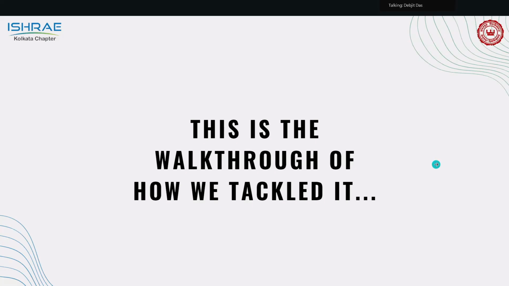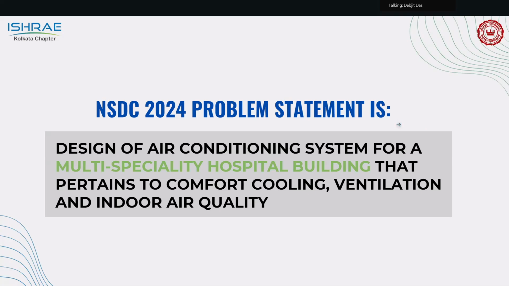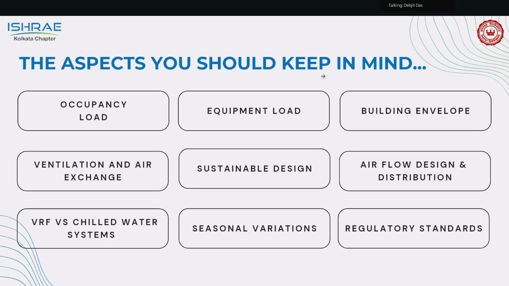Now, going to this year's, your problem statement is design of air conditioning system for a multi-specialty hospital building that pertains to comfort, cooling, ventilation, indoor air quality. So this is the topic on which you would be working. The parameters won't be the same for you guys. For example, the things we kept in mind may not be useful to you, and vice versa. So some points we kind of chalked out here are the aspects you should keep in mind: occupancy load.